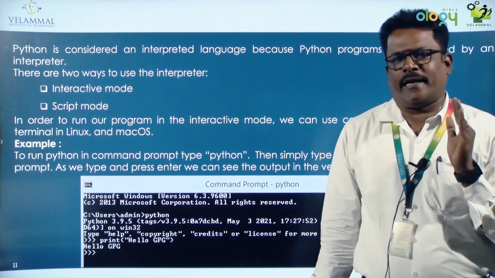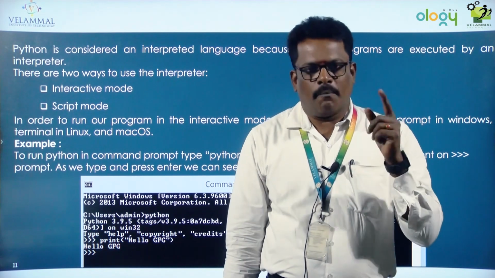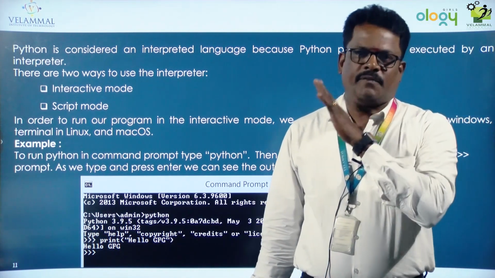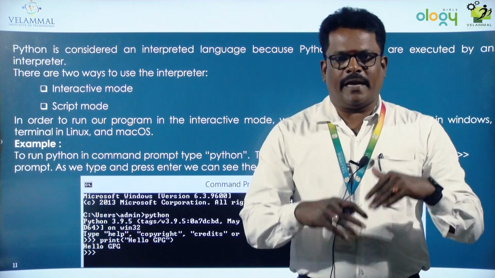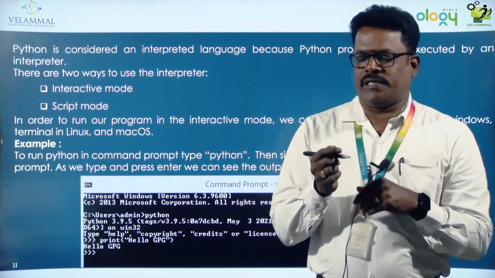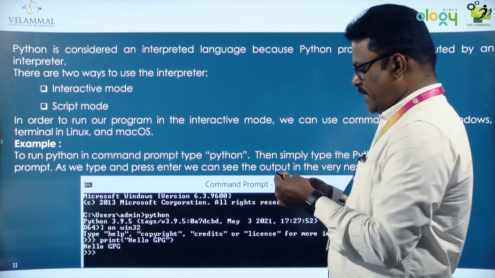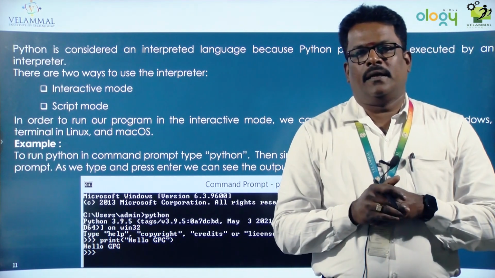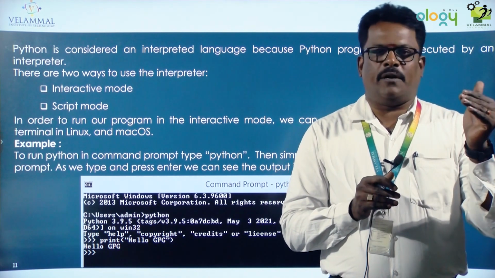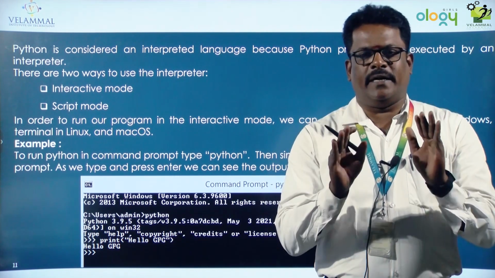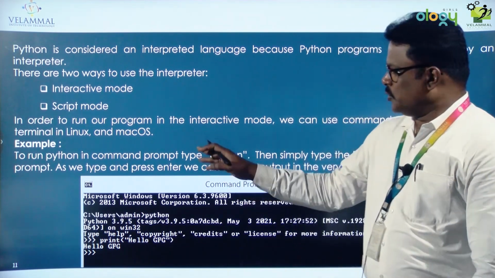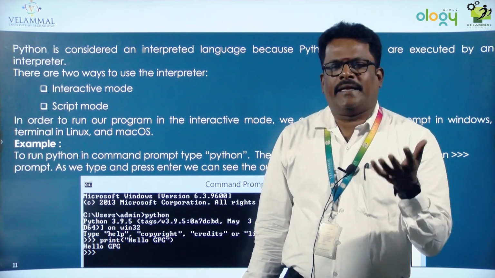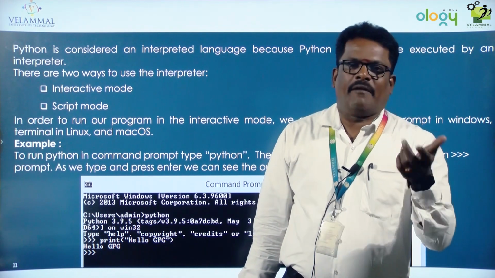How to open the interactive mode? There are two ways to open the interactive mode. By using Python IDLE. What is IDLE? Integrated Development Language Environment. By using this IDLE, we can open the interactive mode. There you can see the symbol of the prompt. That prompt is called chevron. If you see the chevron prompt, your Python interpreter is ready to accept your input. By using that, we can open the Python in interactive mode and we can enter all our commands one by one, line by line, and we can get the output.